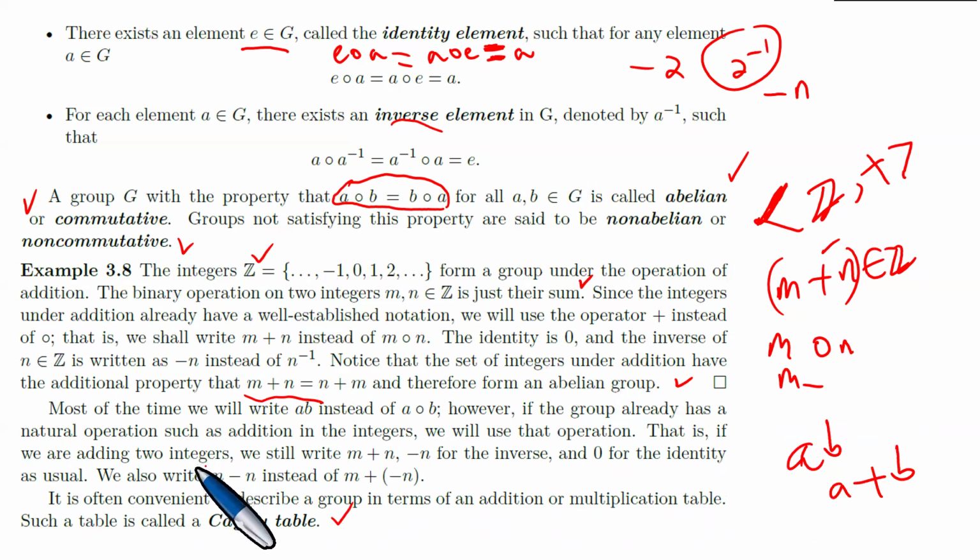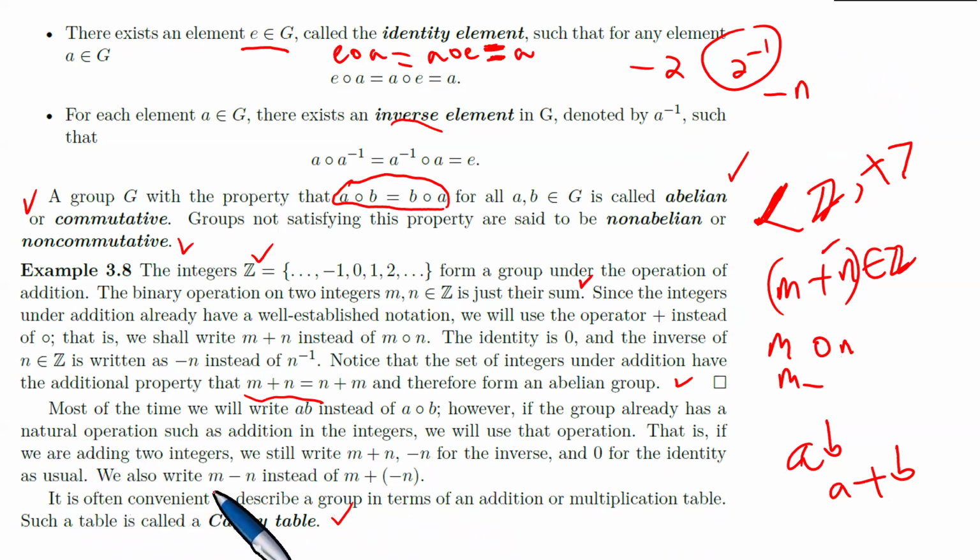Then we discuss this kind of group. In this module, you have seen in past exams that it's not only multiplicative groups, but you have lots of additive groups too; they come up in the exams. So if we are adding two integers, we still write m plus n, minus n for the inverse, and 0 for the identity as usual.